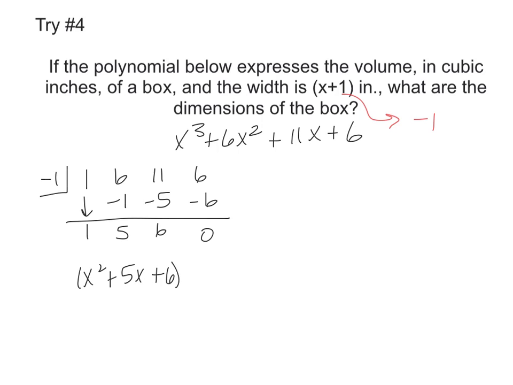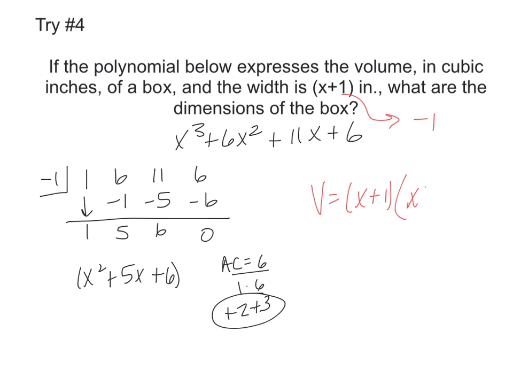So this expression, if the highest power was cubed, now this is 1x squared plus 5x plus 6. Okay, AC is going to be 6. So that's 1 and 6, or 2 and 3. It's going to be 2 and 3 because they both need to be positive. So the factors are, the original one for volume was x plus 1, which was given to us in the expression. And then the length and the height, remember it doesn't matter which one is which, are going to be x plus 2 and x plus 3.